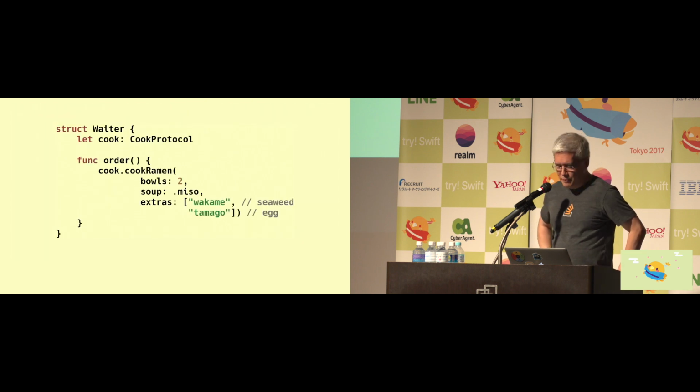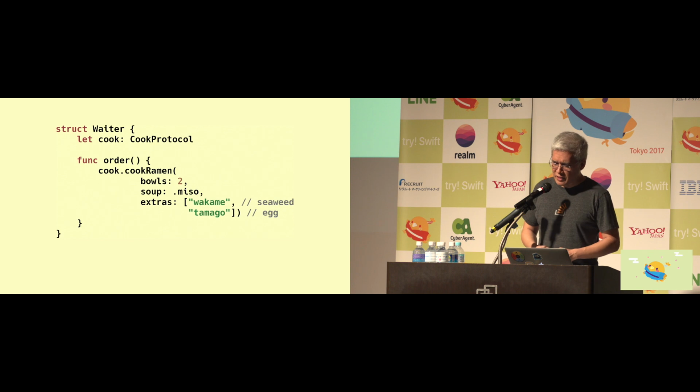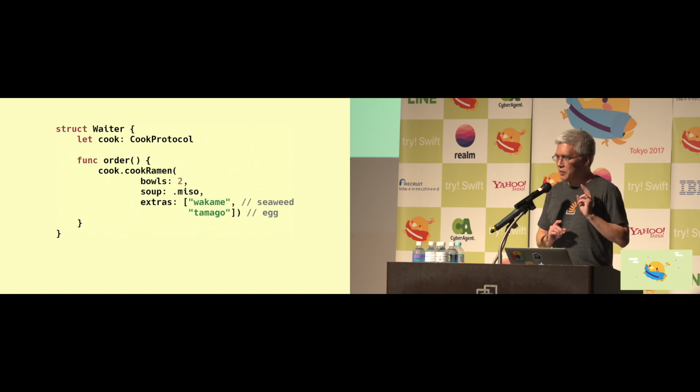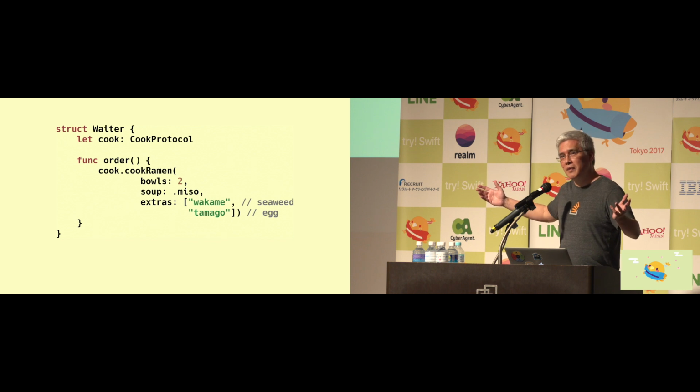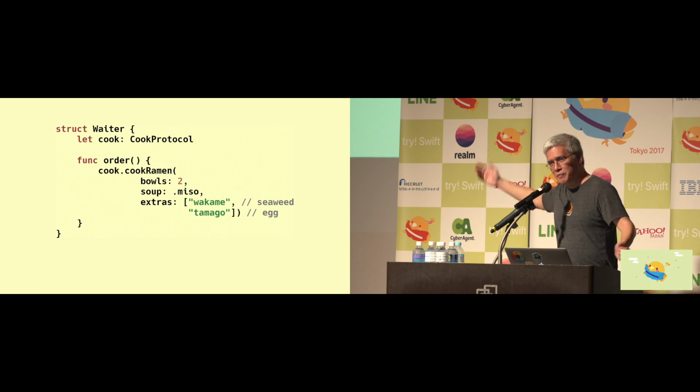Here's code for the waiter. The cook is a constant, which we provide during initialization. The actual waiter code would probably use the builder design pattern to build the order gradually. But for our example, let's just hard code an order method, 2 bowls of miso ramen with wakame and tamago. So, how do we test this method?